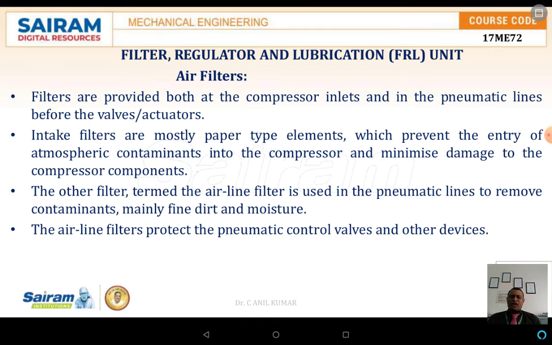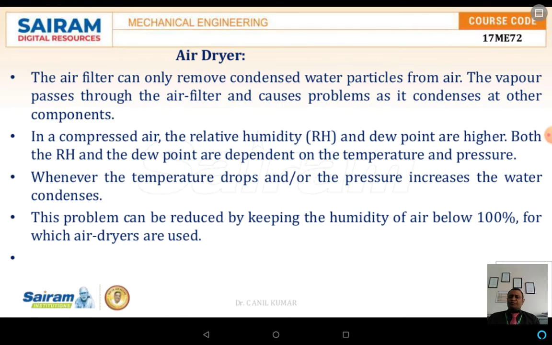The intake filters are mostly a paper type of element which prevents the entry of atmospheric contaminants into the compressor and minimizes the damage to the compressor components. The other filter is termed an airline filter, used in the pneumatic line, which removes contaminants, mainly the dirt and also the moisture. The airline filters protect the pneumatic control valve and other devices from corrosion.